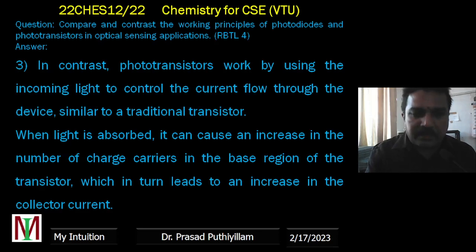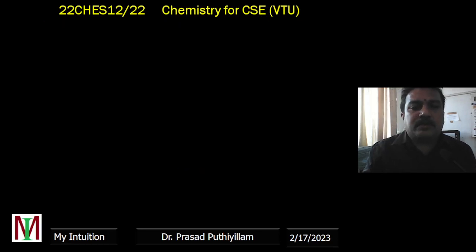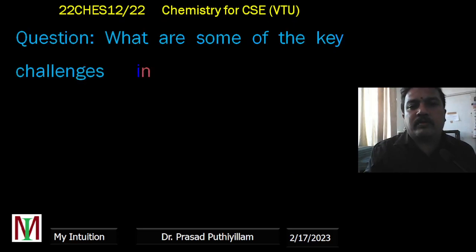In the same way, in optics also we can have such a type of setup. The base region is controlled with the presence of light, or whether light is absorbed or not. Based on that, the movement of electrons takes place. Overall, both photodiodes and phototransistors are useful in optical sensing applications, but the choice of device depends on the specific requirements of the application, such as whether we need better sensitivity, speed, or noise performance. Based on that, we can use a photodiode or phototransistor.